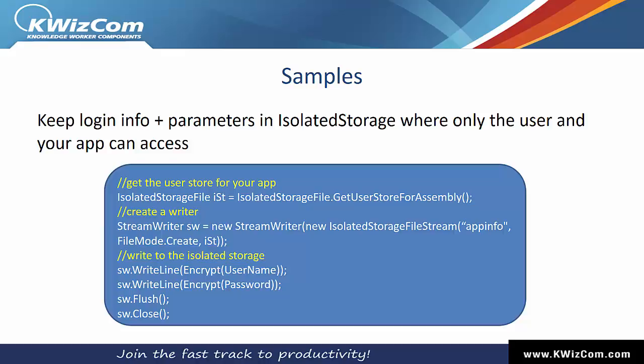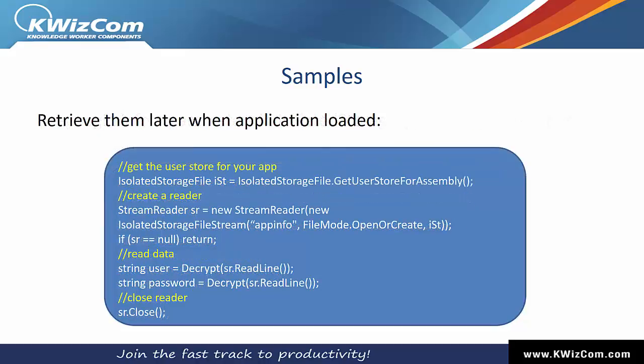So here's a nice code example on how to save information in isolated storage, and you can see I'm encrypting the username, encrypting the password. It's also stored in a storage that's only available for your app and for the current user, not available for any other app, and not exposed to any other user using the same machine. And here are the lines of code showing how to retrieve that information later on when your app launches, and then you can decrypt that information and use it in your application.